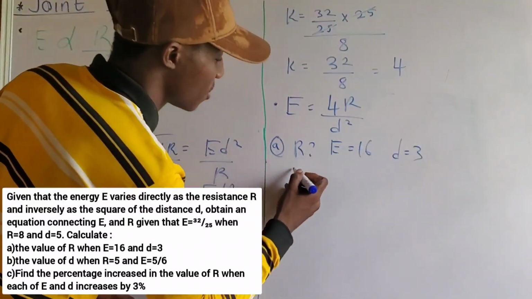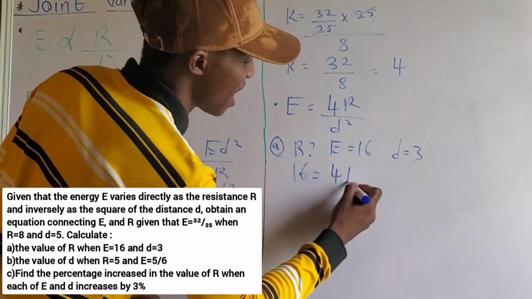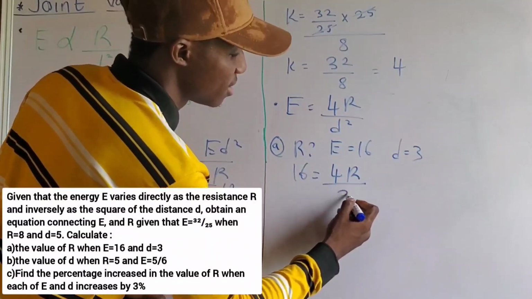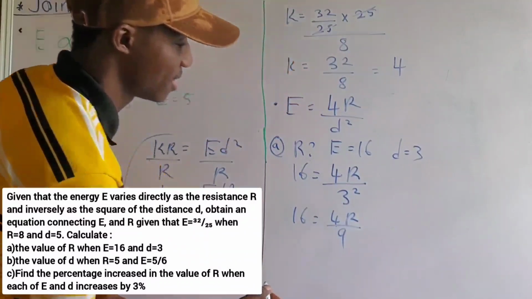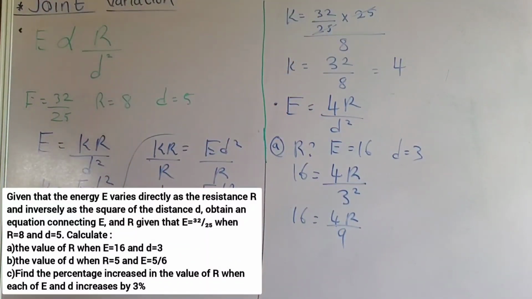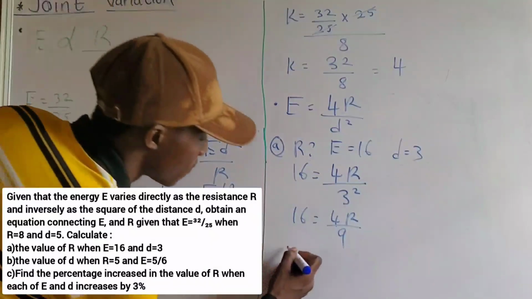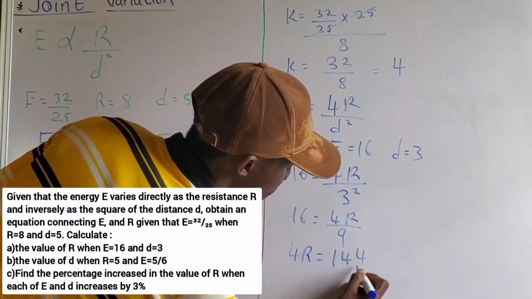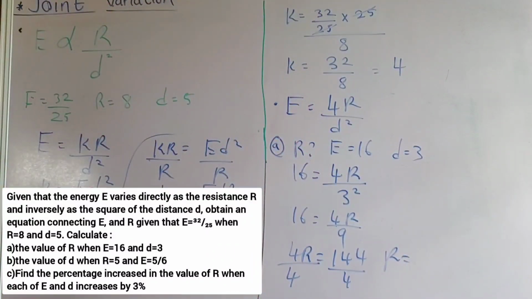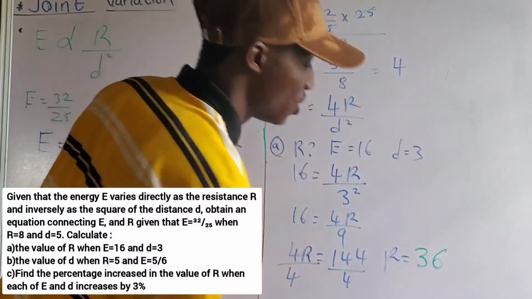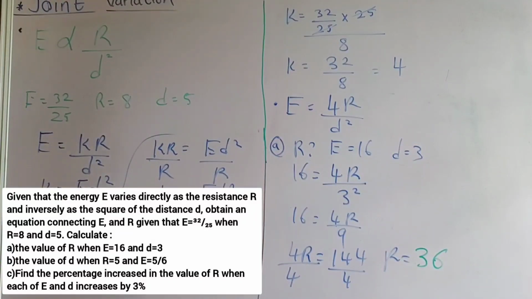Okay, so E equals 16. I'm going to have 16 equals 4 multiplied by R, R is what we are looking for, all over 3 squared, right? So I'm going to have 16 equals 4R all over 9, right? Are you getting it? From that place we can take the cross product. 16 multiplied by 9, that is 144. So I'm going to have 4R equals 144. To get the value of R, I have to divide both sides by 4. So R equals 144 divided by 4. That will give us 36. So the value of R is 36. Do you understand? Okay, so that is the solution to the first question under that question.